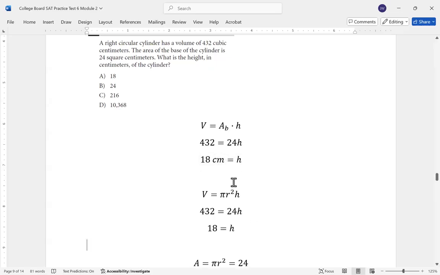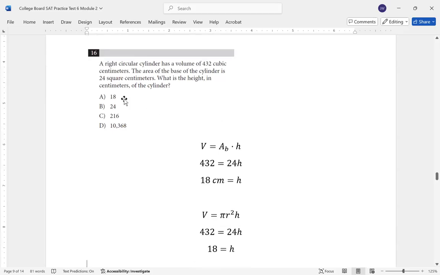So either way we do that, whether we utilize the formula directly or we know this more general formula, we come up with A as our answer. So 18 is the answer to question 16. A is the answer to question 16.